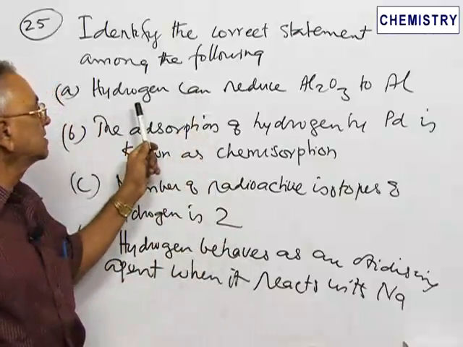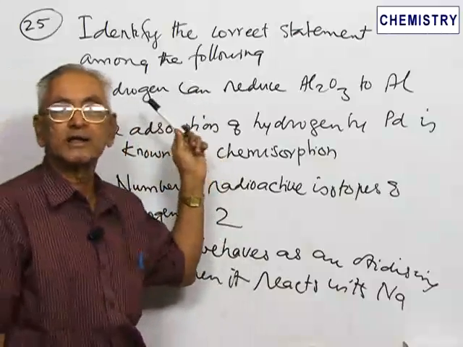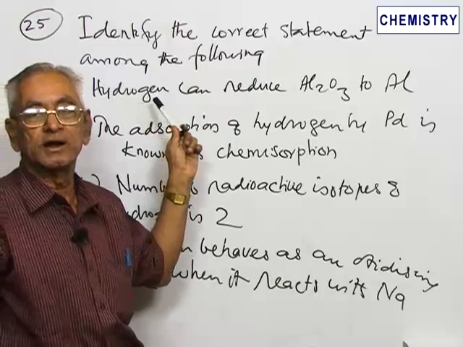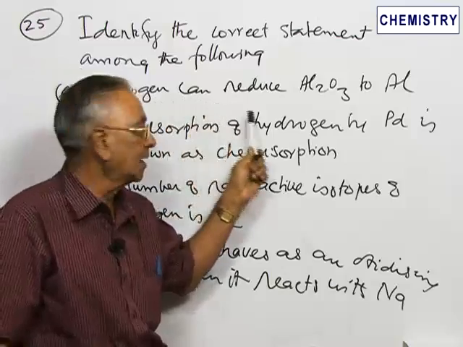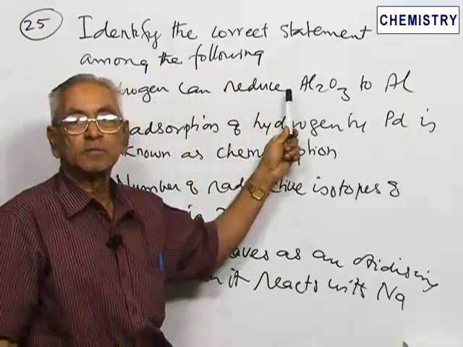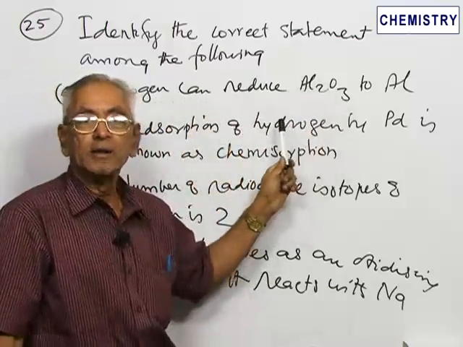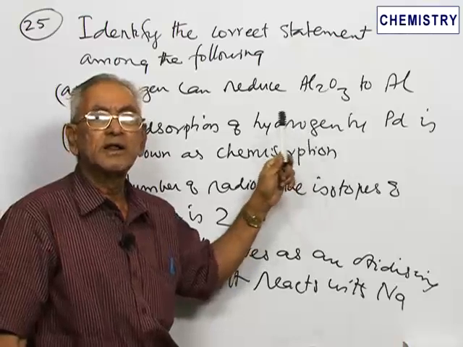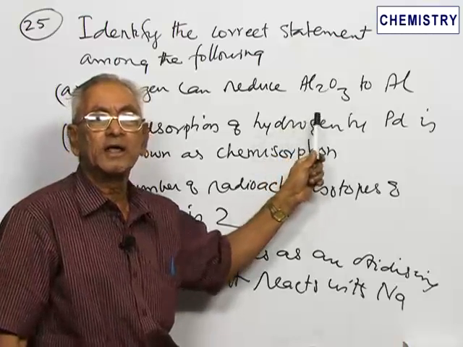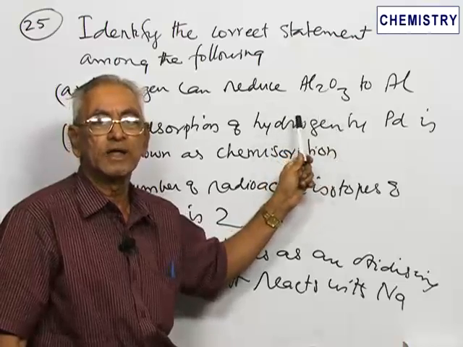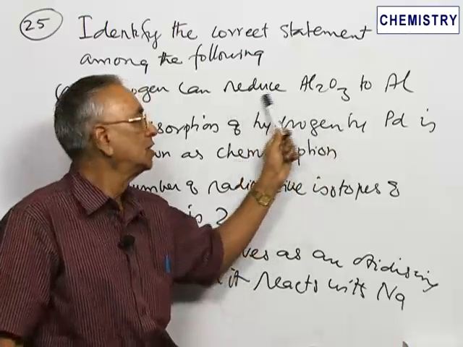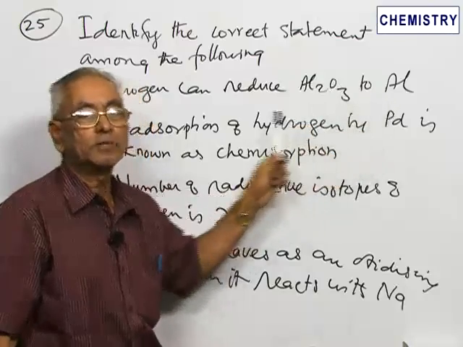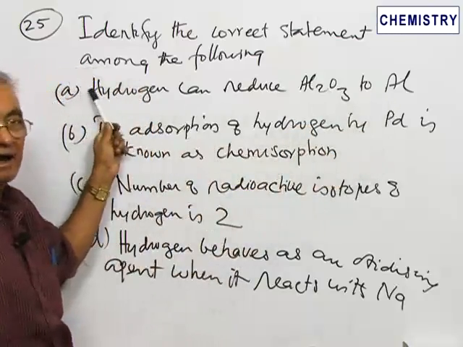The first one is: hydrogen can reduce aluminum oxide. Hydrogen, as we all know, is a good reducing agent. It is used in the extractive metallurgy of elements, where metal oxides can be reduced to the metal. But aluminum oxide is not easily reduced because of the great affinity of oxygen for aluminum. Therefore, aluminum oxide is not easily reduced by hydrogen to give aluminum. Therefore, statement 1 is not correct.